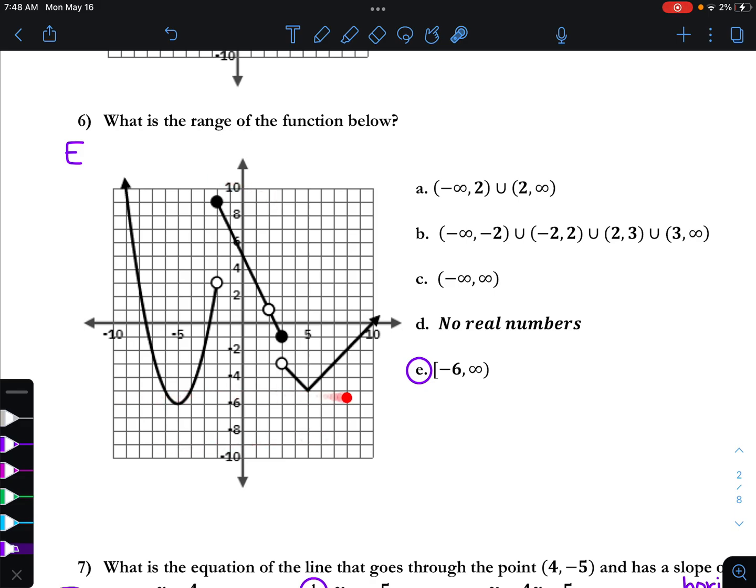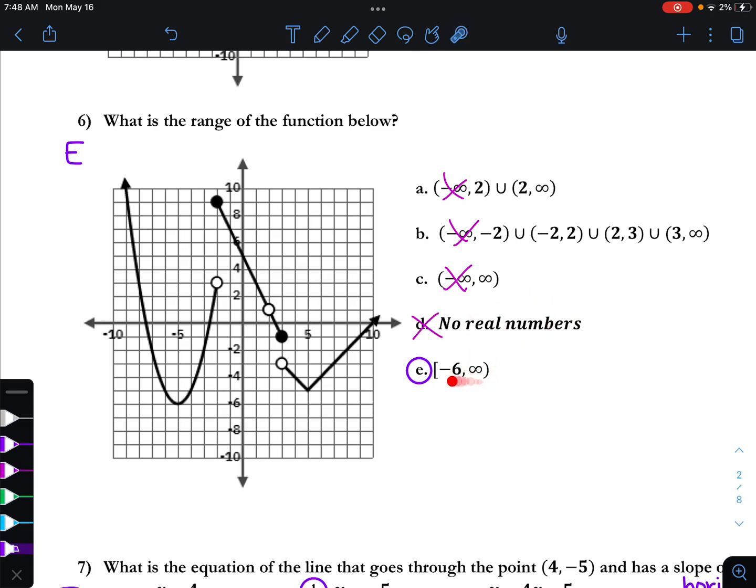I do not see an arrow that's pointing down at all, so I know my range will not start at -infinity. So these are not going to be answers because I don't see any arrows pointing down forever. I see arrows pointing up forever, so I know the last part of my range should be +infinity, which means D is not going to be the answer.